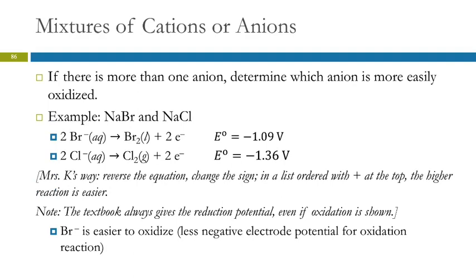If you have more than one anion, same thing happens. Which anion is more easily oxidized? So if you've got sodium bromide and sodium chloride, well, you can look at this. We've got the bromide. These are oxidation reactions, right? E0 minus 1.09, E0 minus 1.36.